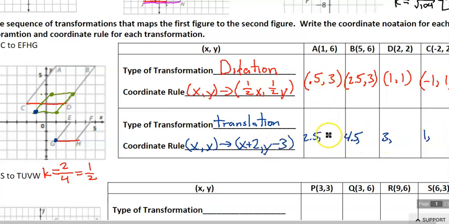So 3 minus 3 is 0. 3 minus 3 is 0 again. And then 1 minus 3 is negative 2. And then 1 minus 3 is negative 2 again. And you can verify that those are the actual coordinates of E, F, G, and H. We have 2.5, 0, 4.5, 0, 1, negative 2, and 3, negative 2. And that way you know you have the exact correct points here.